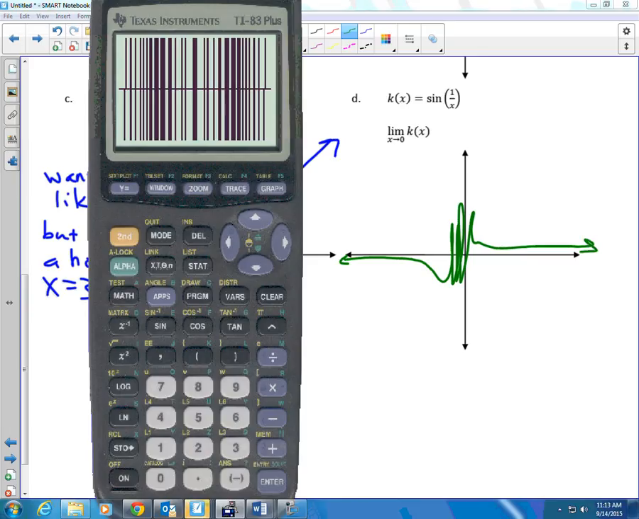I think that's pretty good. Don't laugh at my graph. Thank you, Jack. It's nice to know where I have support in this classroom, namely the guys.